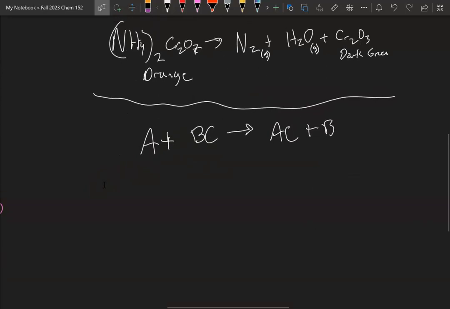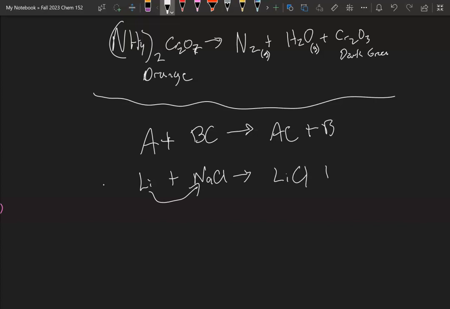So these are where you're going to use the activity series. But we're going to work on those in a separate video. So for now, I'm just going to give you an example here. So let's say that I have lithium reacting with NaCl. All right, the lithium will come in. It'll replace the Na, and you're going to form lithium chloride plus sodium solid.